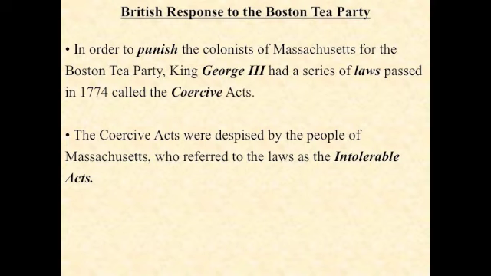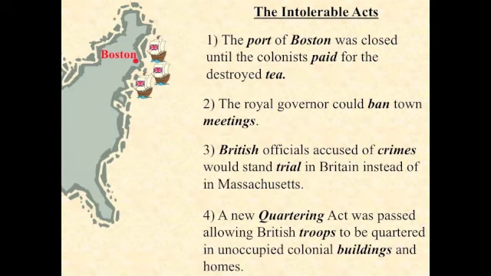as the Intolerable Acts. So the Intolerable Acts could be broken down into 4 parts. 1, the Port of Boston is closed until all the destroyed tea is paid for. 2, you cannot meet. If you're meeting, you're definitely going to do something bad, so town meetings have been banned. 3, now instead of having trial in the colonies, you're going to be having trial back in Britain. Not fun. And then 4, in addition to the Quartering Act of the soldiers chilling at your house, they are also going to occupy unoccupied colonial buildings and homes as well.